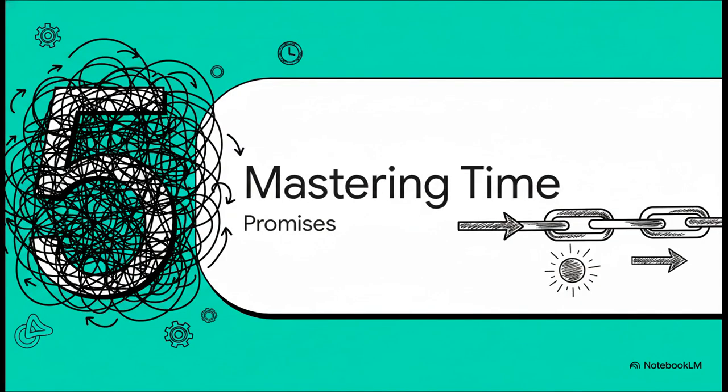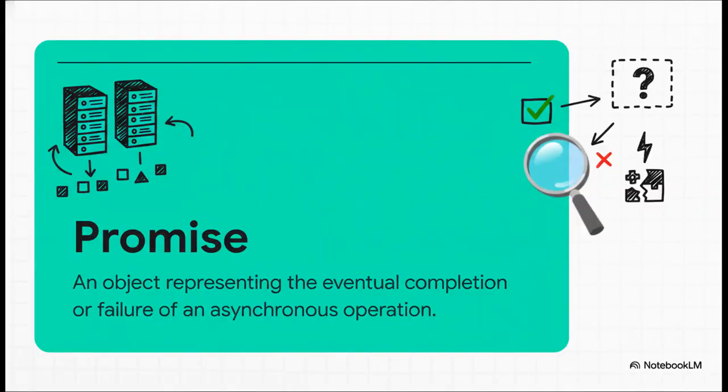Now for our final section, section 5, mastering time. This is all about handling the future with promises. Okay, so what on earth is a promise? It's an object that represents something that will happen eventually. Think of it as an IOU. When you ask for some data from a server, you don't get the data right away. Instead, you get a promise. It's a placeholder, a promise that you will get a value back sometime in the future. Either you'll get the data you asked for, or you'll get an error telling you why you couldn't.